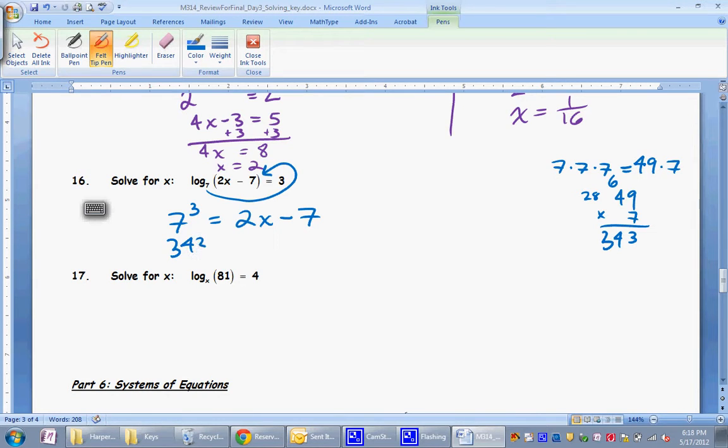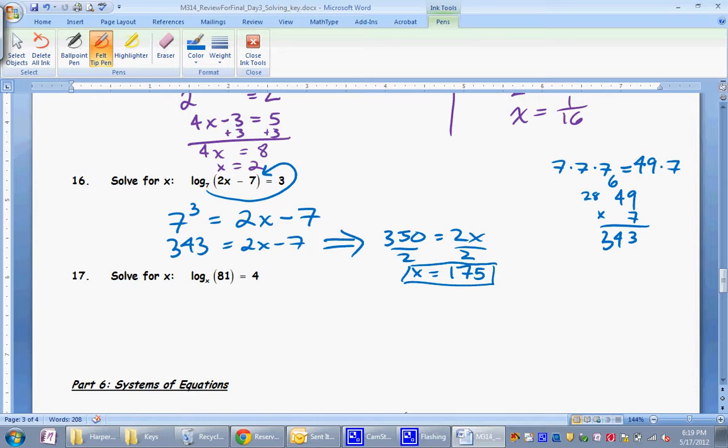343 equals 2x minus 7. That's going to mean that 350 is equal to 2x. And then if you divide both sides by 2, you get x is going to be 175. There it is. Number 7, we're going to do the same thing again with our logarithmic equation. We're going to rewrite it in exponential form. X to the 4th is equal to 81.